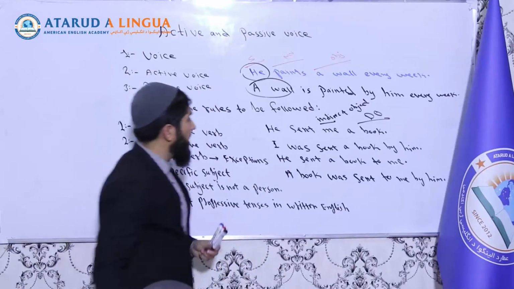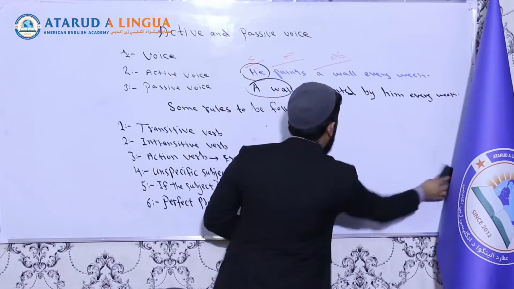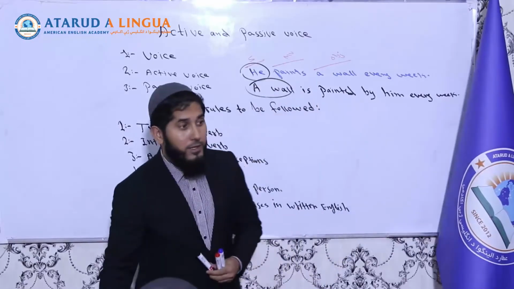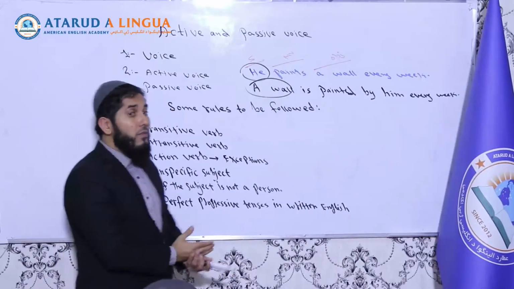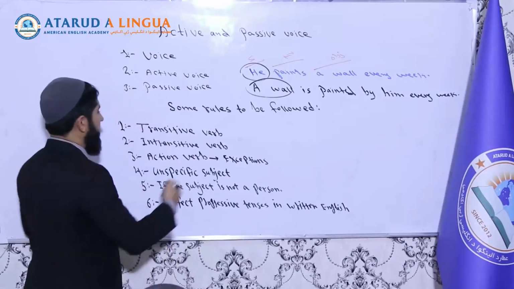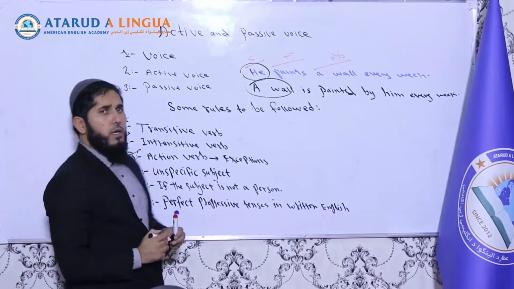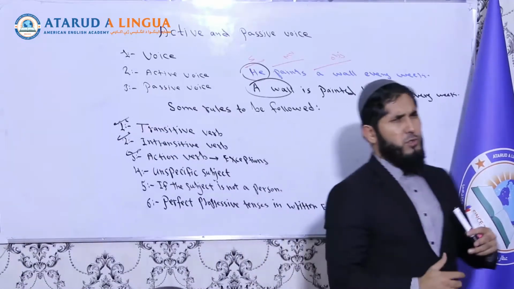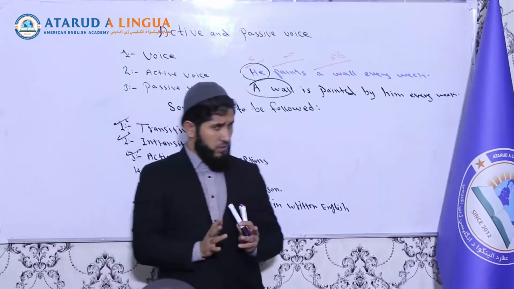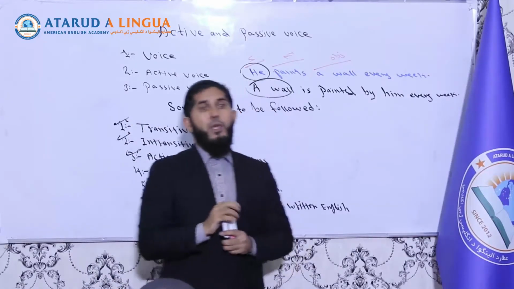So now the main verb of your active sentence should be transitive or double transitive. If it's intransitive, that sentence cannot be changed from active to passive form. Next, the main verb of your active sentence should be an action verb.